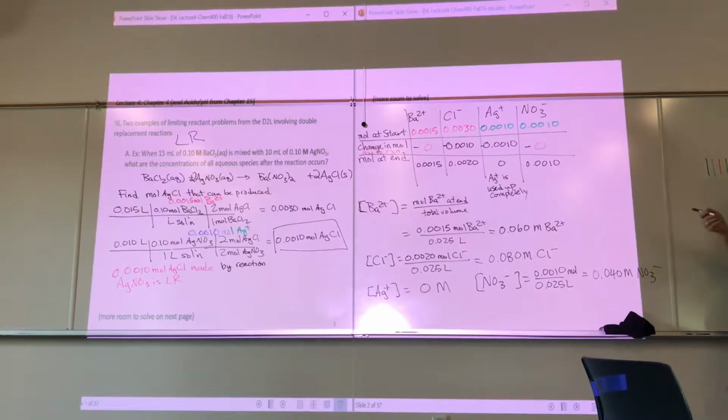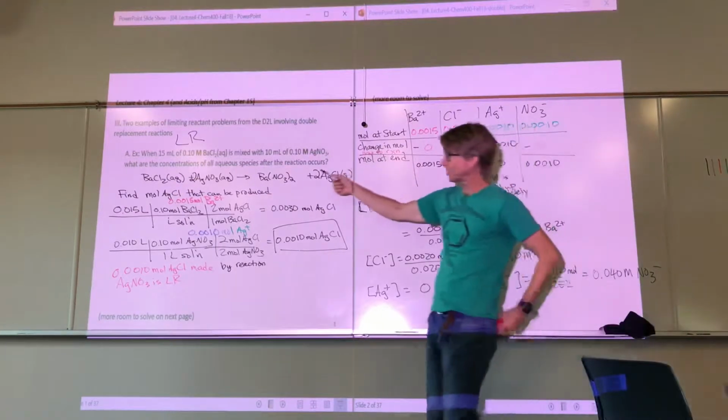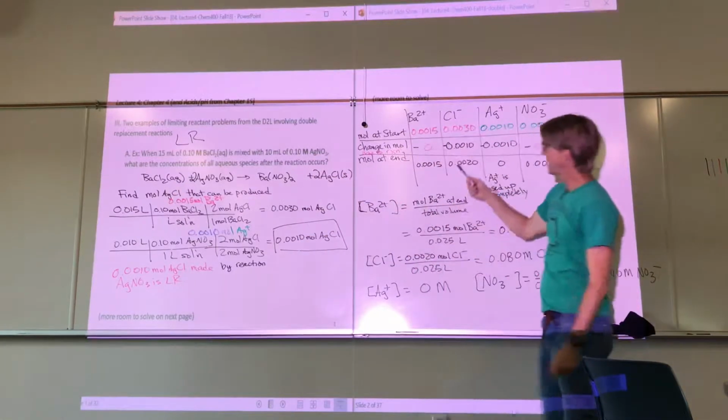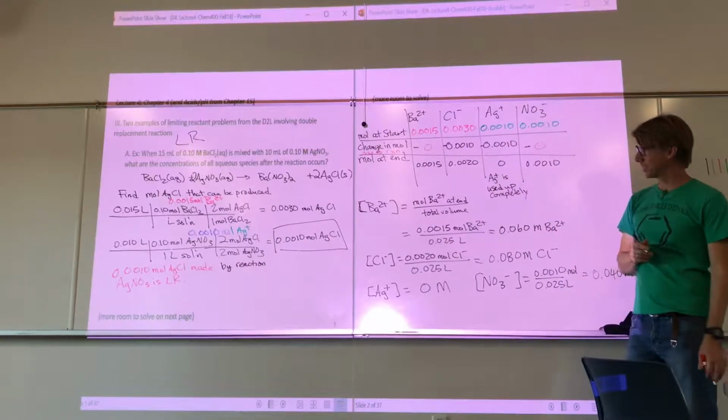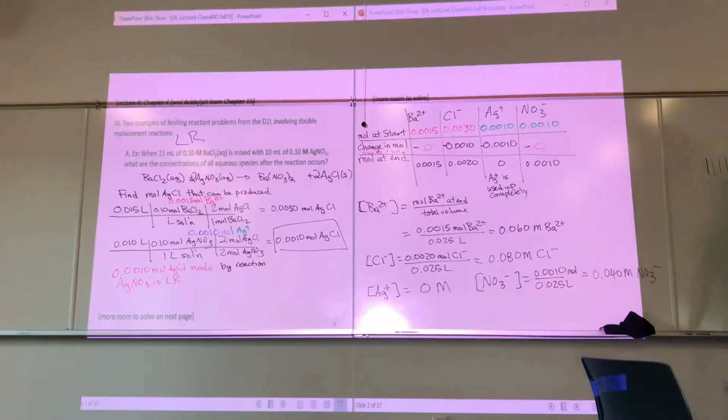But this problem has a double replacement reaction, it has limiting reactants, it has ionic moles and concentrations, and then it's divided by the total volume. So there's a lot of things we've already done in this class, and we're sort of repackaging these. Any questions about this?